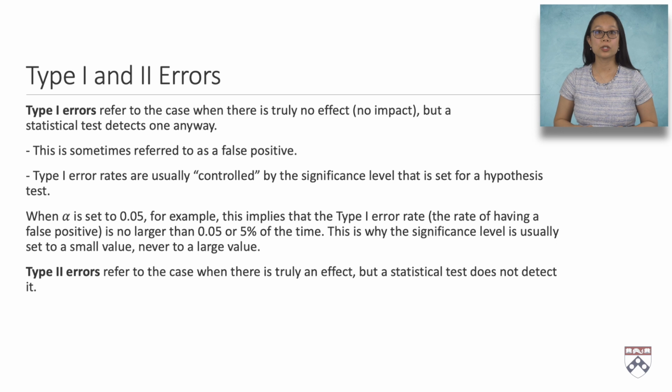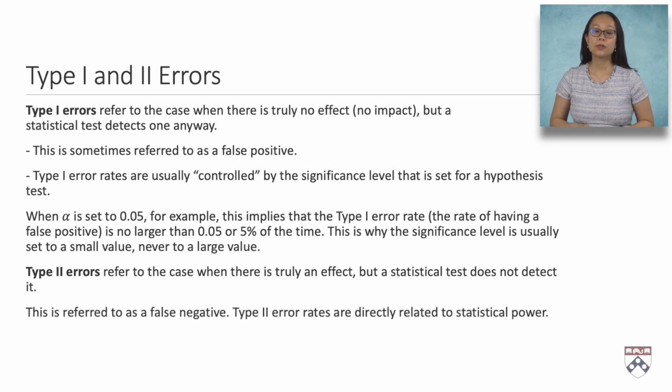Type 2 errors, which is the other type of error, refers to the case when there is truly an effect, meaning that there is an impact or a difference between the treatment and control group, but a statistical test for some reason does not detect it. And this is referred to as a false negative, in which there is something there to detect, but for some reason, because of the study or other circumstances, it goes undetected.